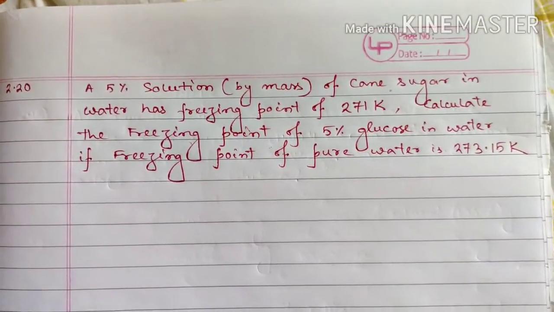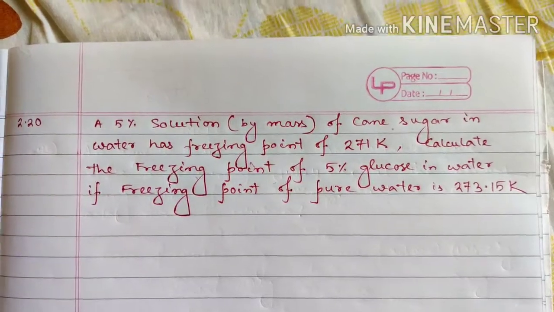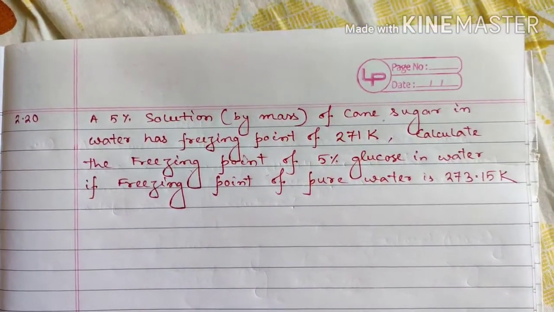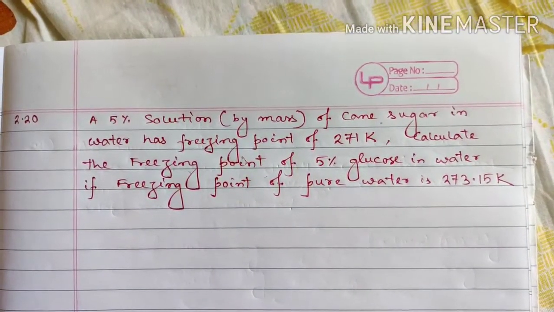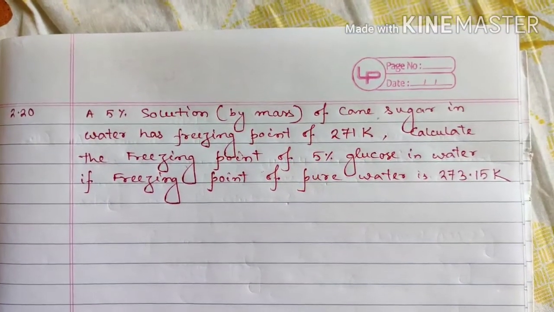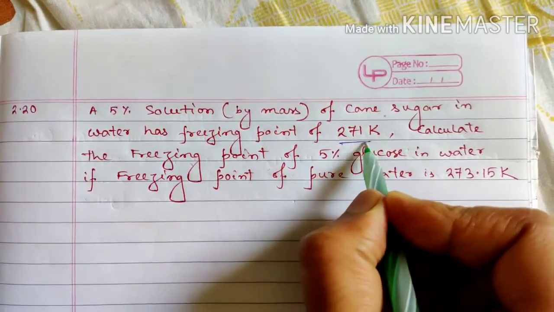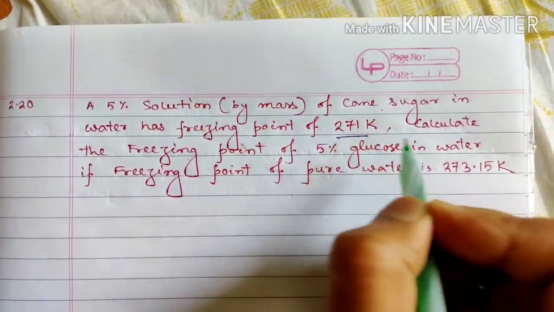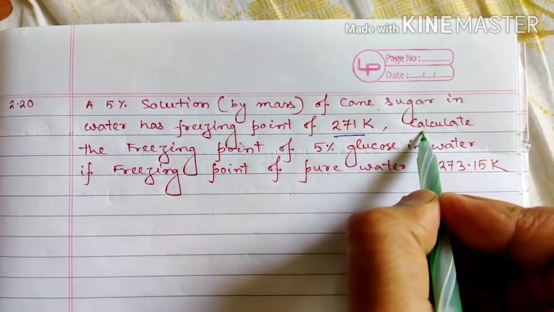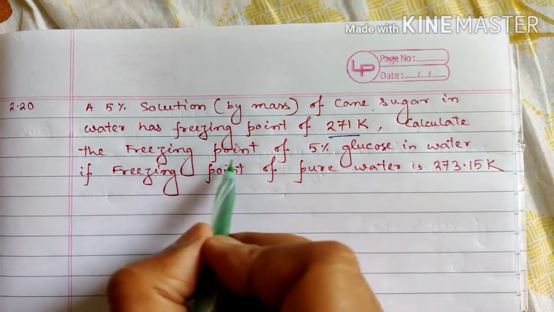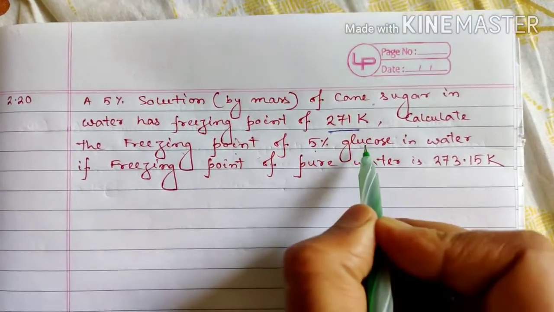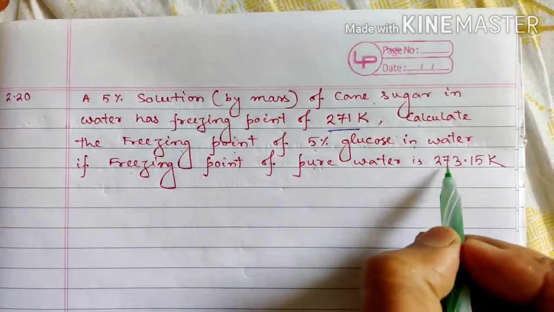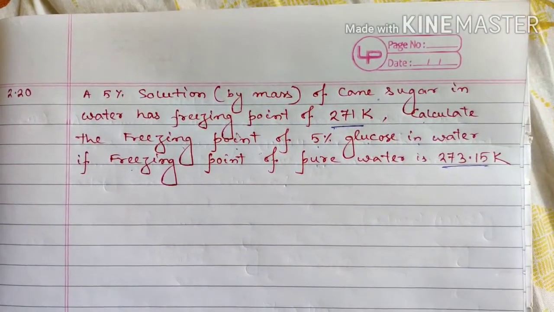The next question is problem number 2.20. The problem goes like this. It's a 5% solution by mass of cane sugar in water. That means it is a cane sugar solution, has a freezing point of 271 K. You can see it is not the normal freezing point as we know. That means there has been a depression. Anyway, calculate the freezing point of 5% glucose in water if the freezing point of pure water is given as 273.15.